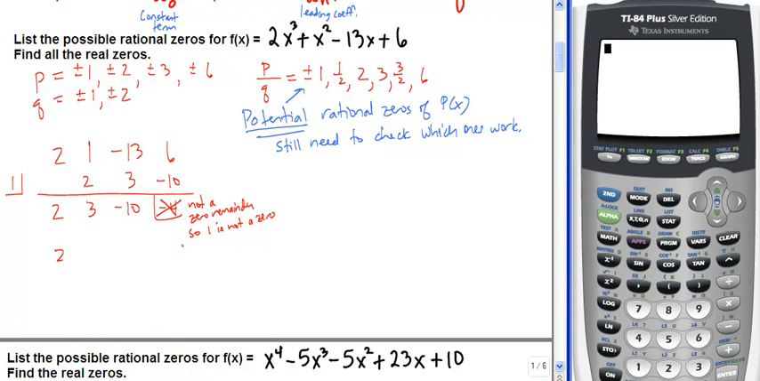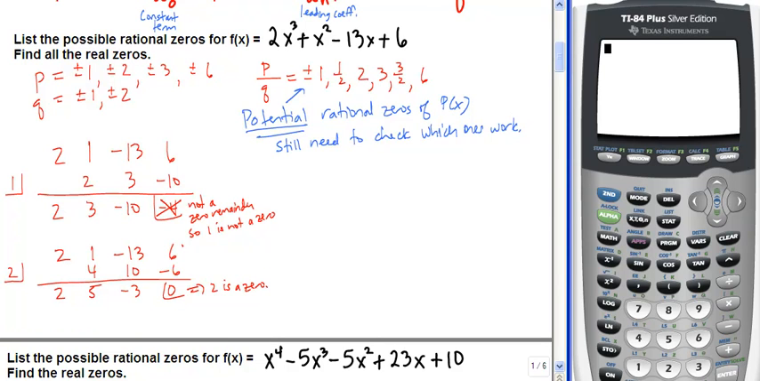So that would be 2, 1, negative 13, and 6. Again, the same coefficients of the original polynomial that I had. And this time I'm going to put 2 in the box, and I'm going to repeat this process again. So if I bring down the 2, 2 times 2 is 4, 1 plus 4 is 5, 2 times 5 is 10, negative 13 plus 10 is negative 3, 2 times negative 3 is negative 6, 6 minus 6 is 0. And that means that 2 is a 0 of my polynomial.